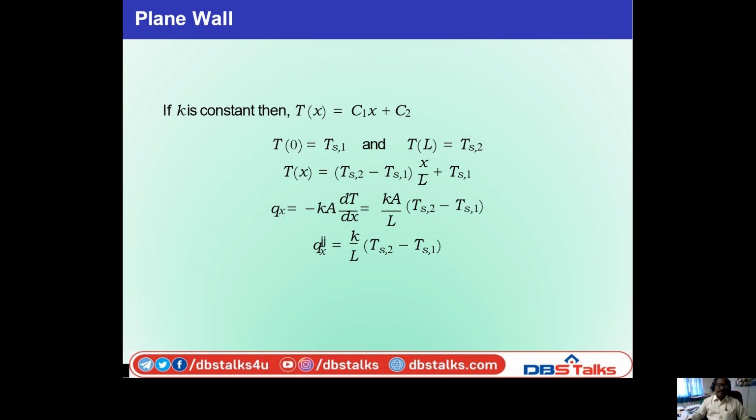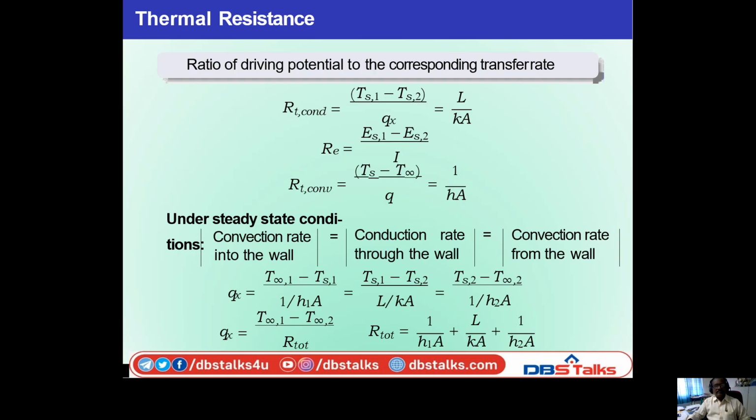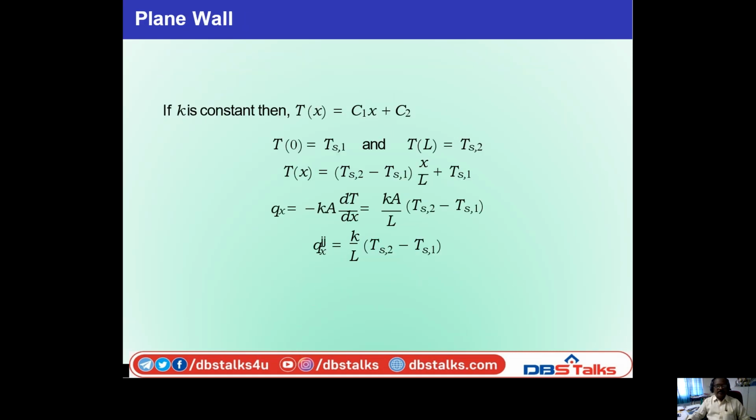Heat flux means heat transfer per unit area. Heat transfer per unit area equals k by L into (Ts2 minus Ts1). So like this, we can find the heat transfer in a plane wall. These two equations are very, very important: the temperature distribution equation and the heat transfer equation.